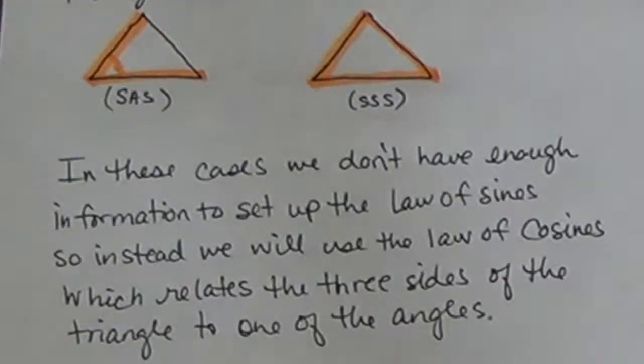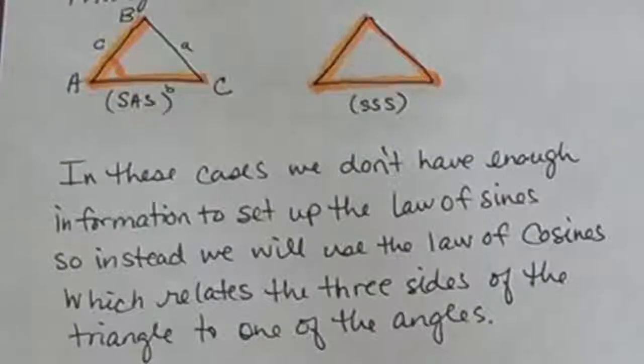So in the first one, if I look at side angle side, and I label these A, B, C, we can see that I have side C and side B and angle A. And so I don't have a full proportion, and I can't set up my law of sines. In the case of side, side, side, it doesn't even matter if I label these. I don't have any of the angles. So again, I'm not going to be able to set up any of the proportions.